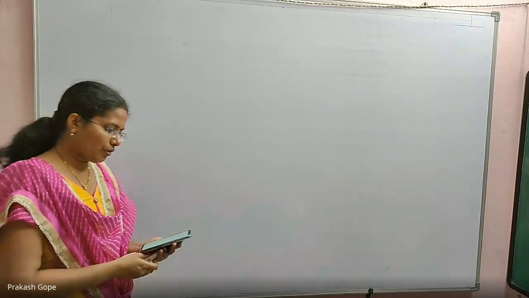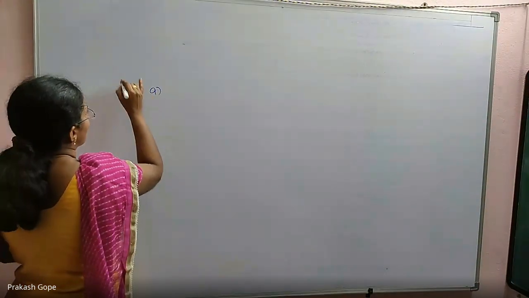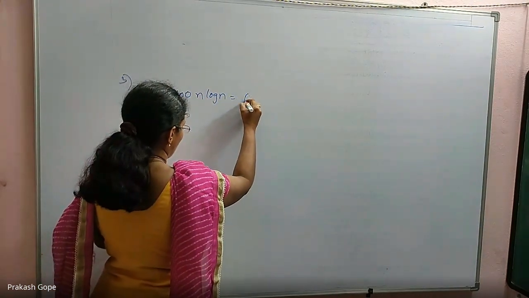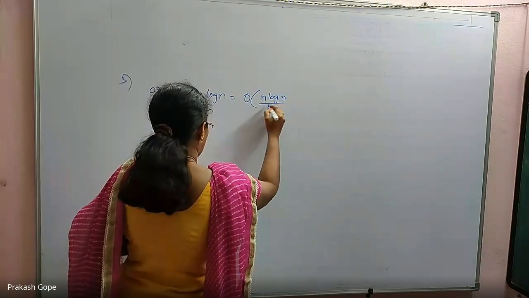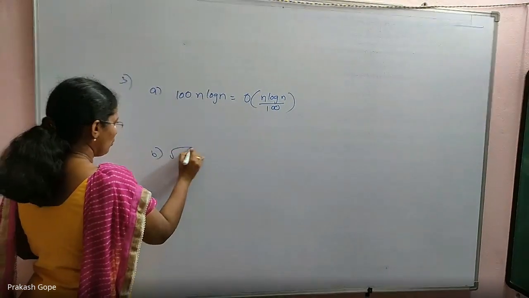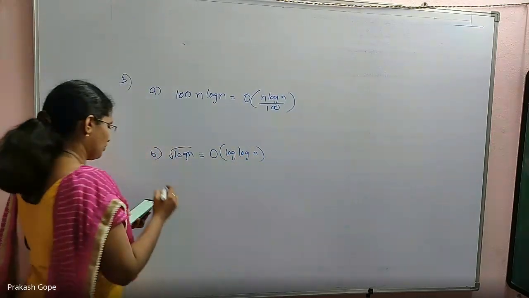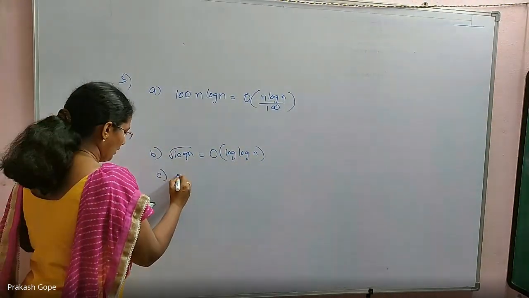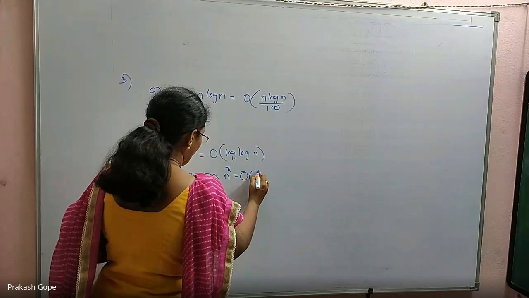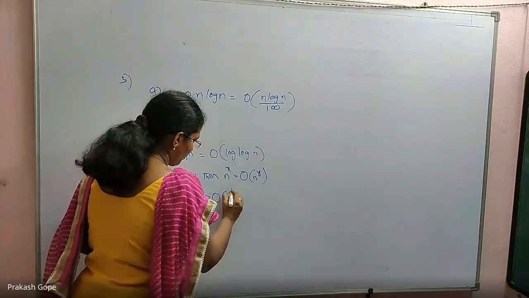Third question, which of the following is false? We are looking for a false statement. A: 100 into n log n is equal to big O of n log n by 100. B: root log n is equal to big O of log n. C: if x is less than y, then n power x is equal to big O of n power y. D: 2 power n is not equal to big O of n power k.